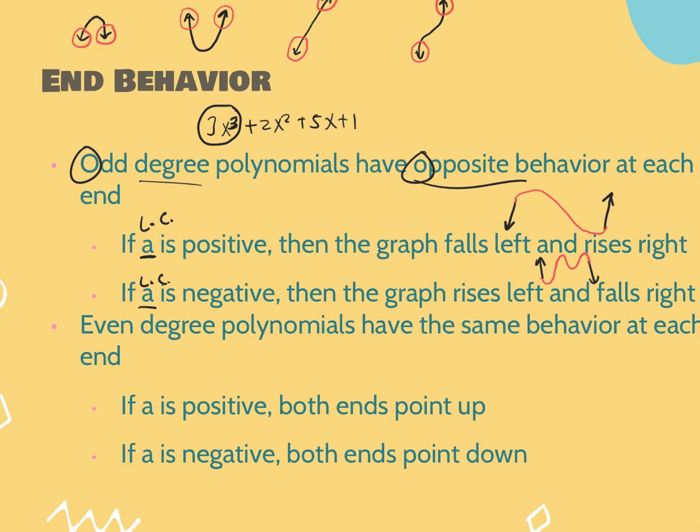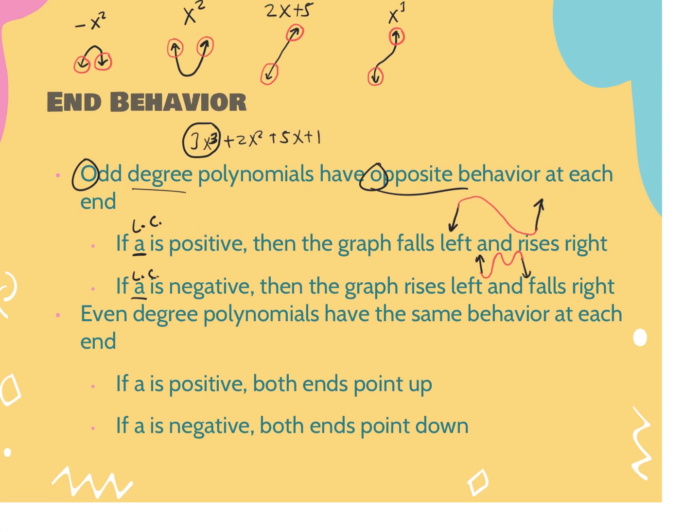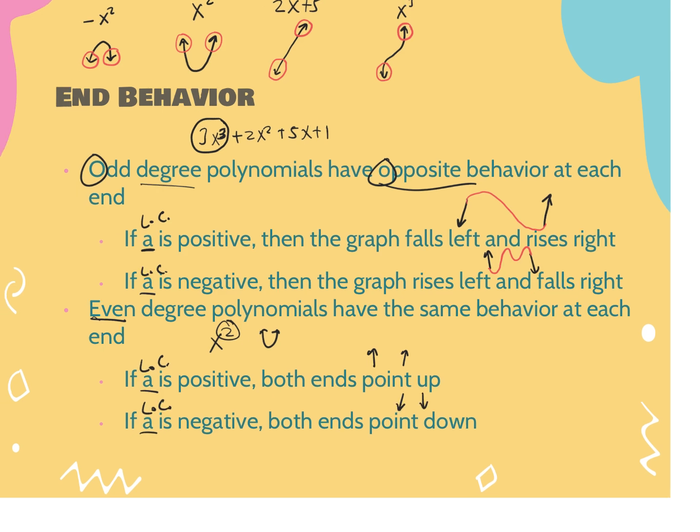All right. Even degree polynomials have the same behavior at each end. So think about an x squared. An x squared is an even degree, so the highest exponent is even, and so both ends are going to go up, which you guys already know, because it makes a parabola. And then if A, your leading coefficient, is positive, then both ends are going to point up, so up and up. And then if A, your leading coefficient, is negative, both ends are going to go down, so down and down.